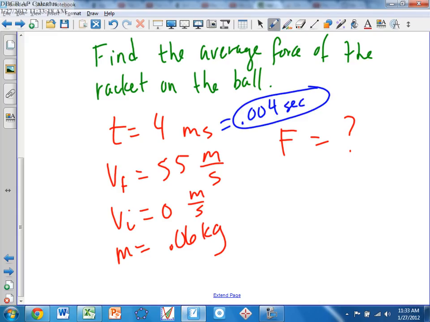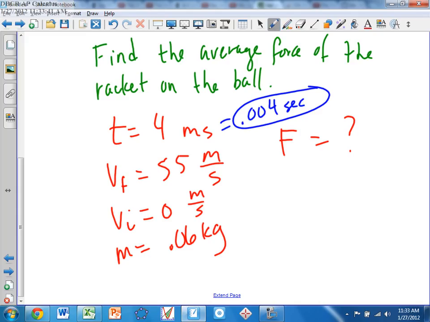Okay, so there is my time period. We got a time period of 0.004. All we've done is convert. The problem is asking us to figure out what is the force that's being applied here. So if we apply our formulas, if we're looking for the force, we have to think about how do we solve our equation for force?